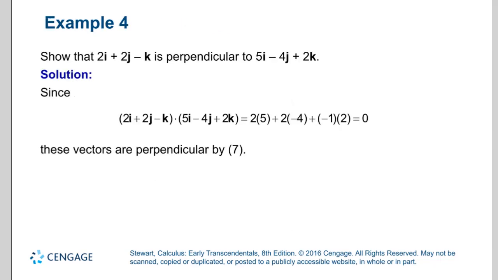So let's look at an example where we're going to show that these two vectors are perpendicular. I've got 2, 2, and negative 1, and then 5, negative 4, and 2. So I multiply those. 2 times 5 is 10, 2 times negative 4 is negative 8, and negative 1 times 2 is negative 2. So that comes out to be 0. So those two vectors are perpendicular based on my previous statement. Nothing in those vectors tells us that they are perpendicular, but by doing the simple dot product, we are able to figure that out.